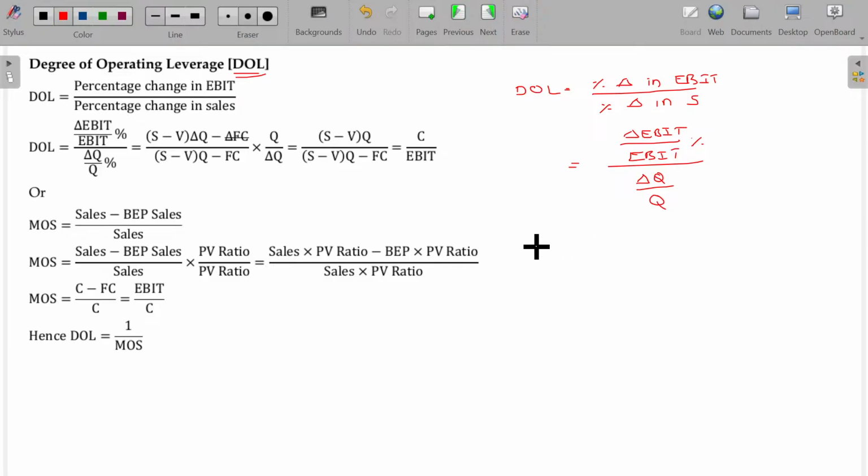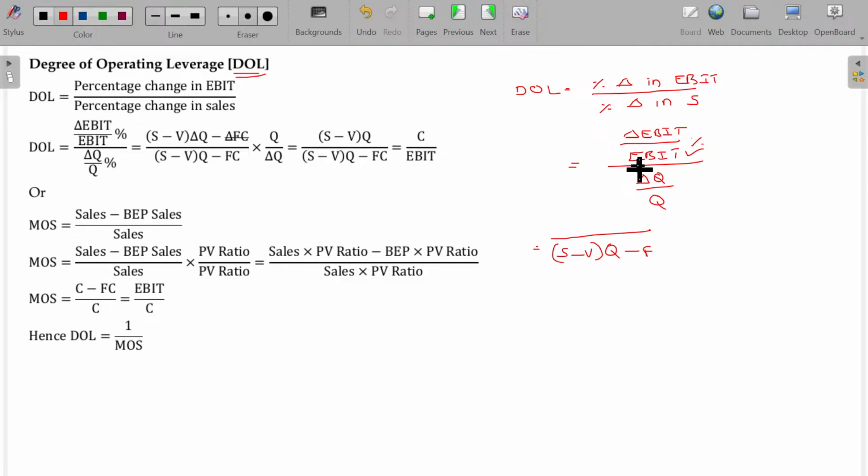Now, tell me, what is the formula for EBIT? Sales minus variable cost is the contribution, multiplied with the number of quantity is the total contribution. From there, fixed cost is subtracted to get the EBIT. I got this value.